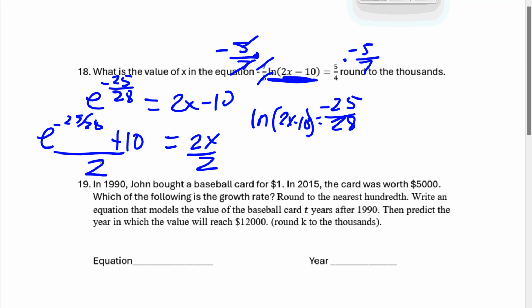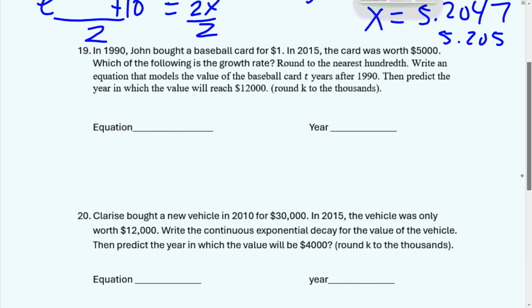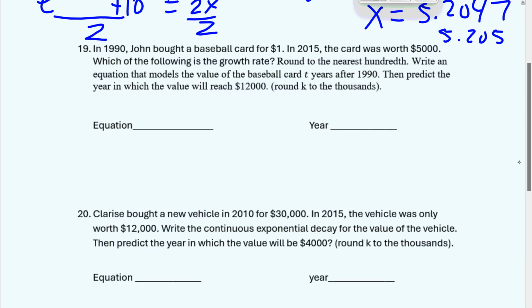I'm going to type it. Okay, so I get x is equal to 5.2047. Round to the thousandth, so that'd be 5.205.